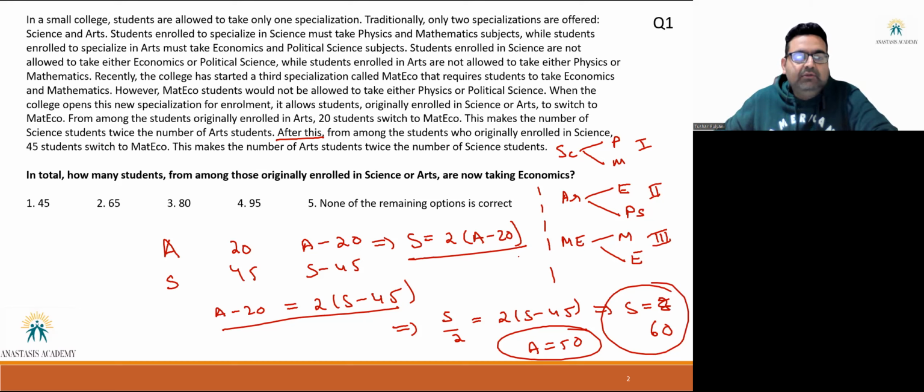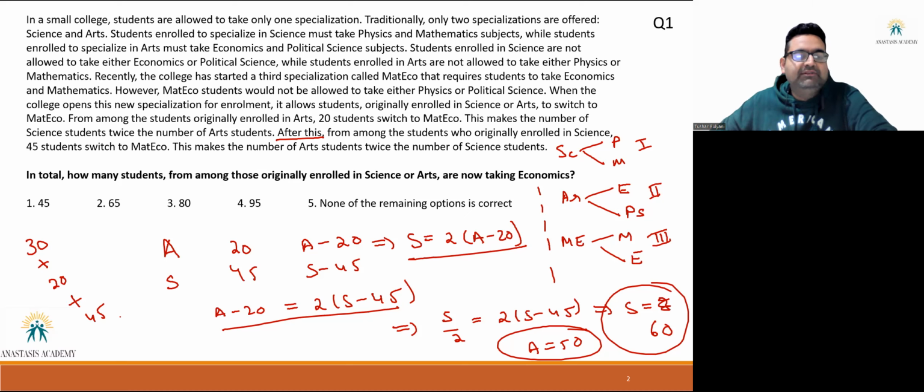Now, the interesting thing, to be careful, the options are pretty close. There's a chance of making a mistake. It asks how many students that enrolled originally in science or arts, out of these 50 and 60, 110 students, are now taking eco. So eco will be taken by these art students, 50 minus 20, right? 20 have already moved on. So these 30 art students who are left, they are also taking eco, and those 20 and 45 who switched to Math Eco are obviously taking Math Eco, so they are taking eco as well. So the answer will be 30 plus 20 plus 45.